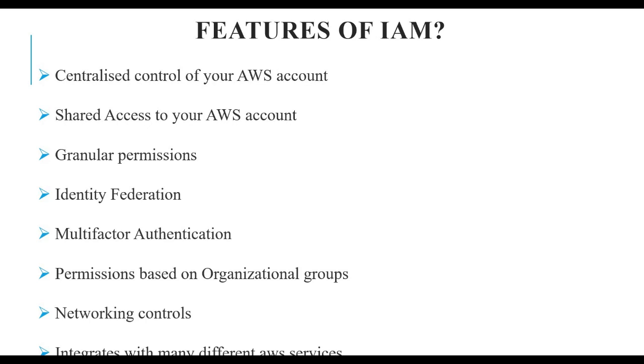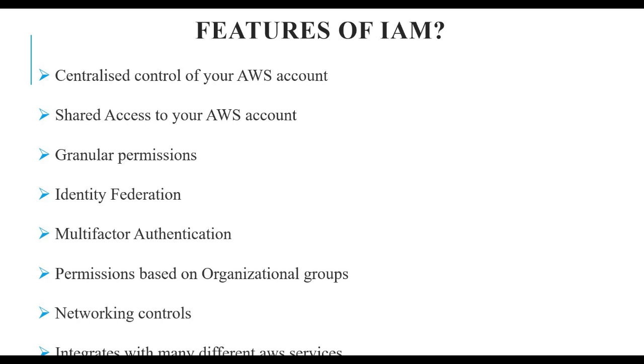The next is permission based on organization groups. Users can be restricted in their AWS access based on their job duties, for example admin, developers, etc. Based on the organization, it provides access. The next is networking controls. IAM also ensures the user can access the AWS resources within the organization's corporate network.